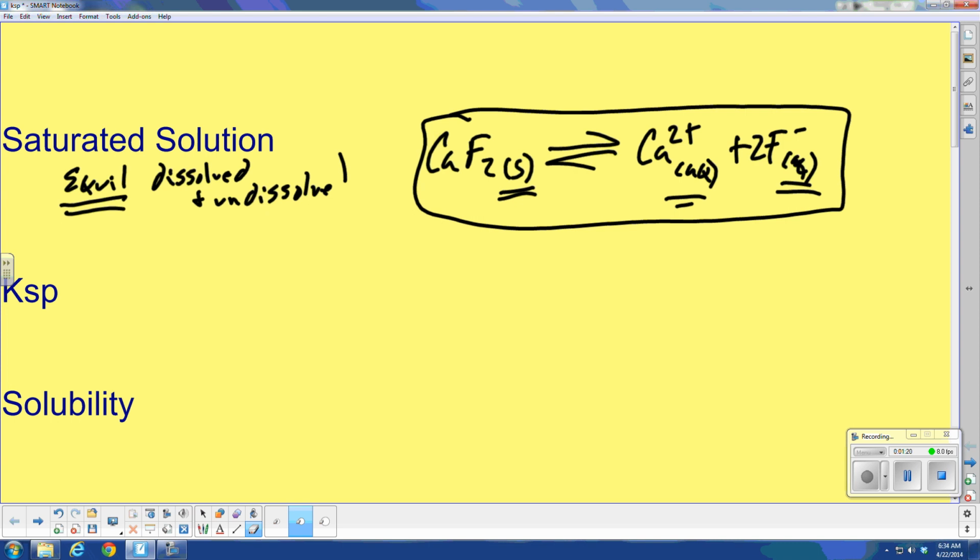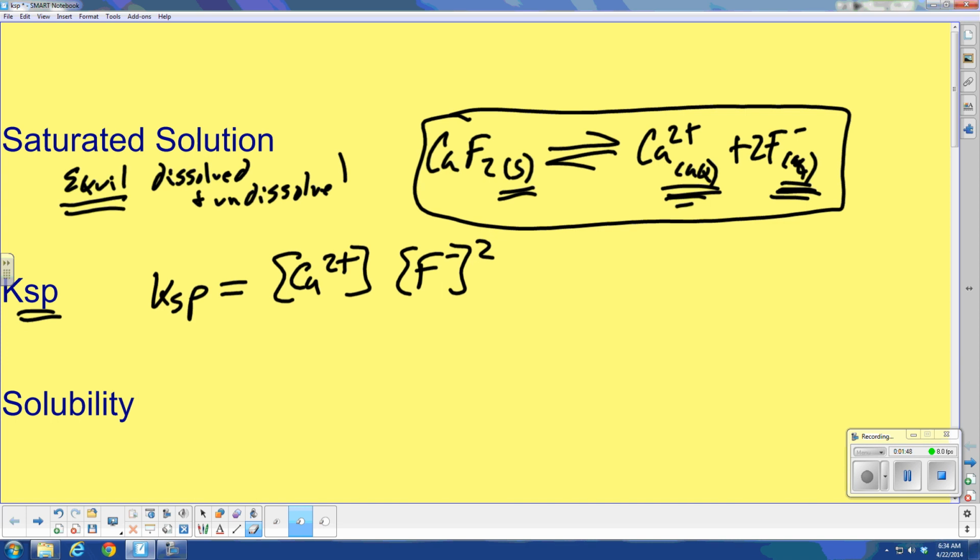Now, KSP, since this is an equilibrium, it has a K. We call this the solubility product constant, and the KSP is calculated the same way as any other K, or equilibrium constant, and that means we only worry about the aqueous and the gases, in this case aqueous. So my KSP for my calcium fluoride is equal to the concentration of my calcium times the concentration of my fluoride squared. There we go.